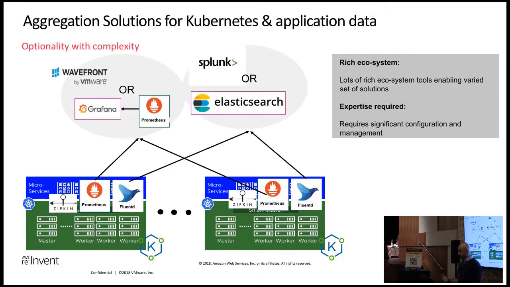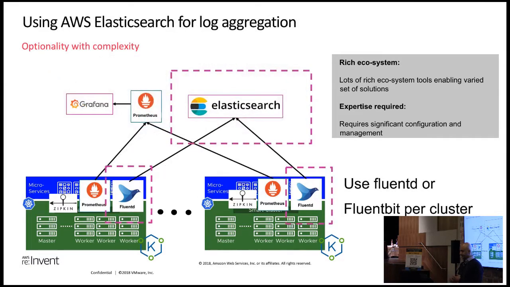In particular today, we're going to look at how we can provide aggregation in Elasticsearch, specifically the Amazon Elasticsearch service. And we're going to install Fluentd, or Fluent Bit, on a per-cluster basis. I'll show you how to do that installation, how to tweak it a little bit, and what that looks like on Amazon's Elasticsearch service, okay?